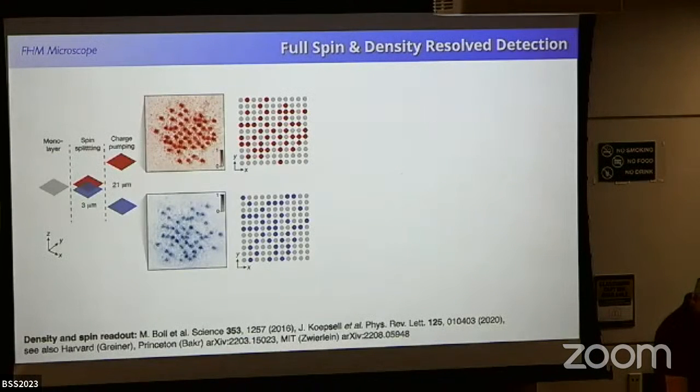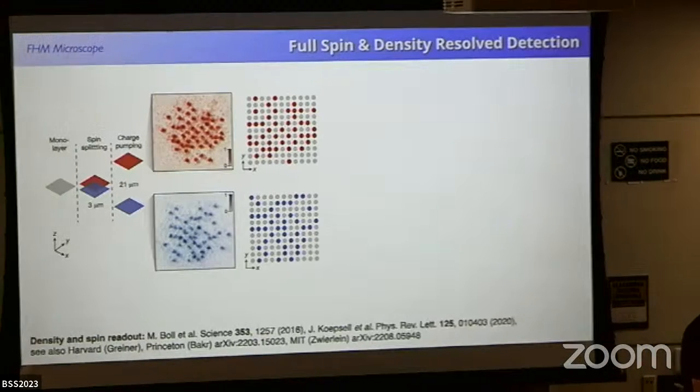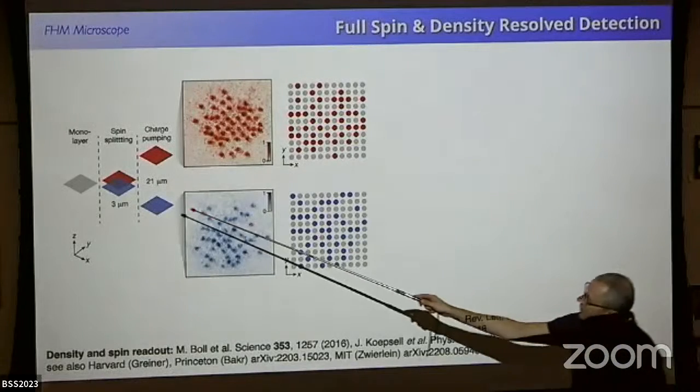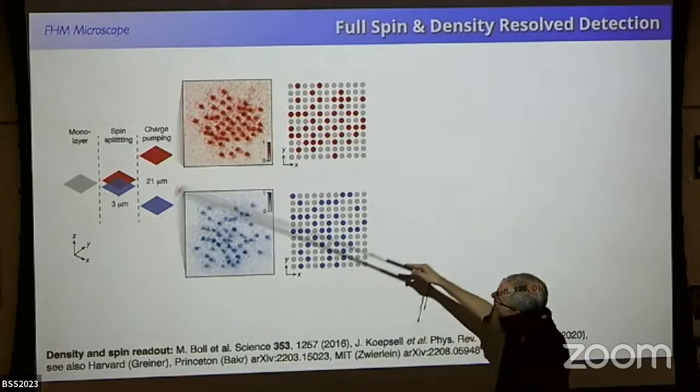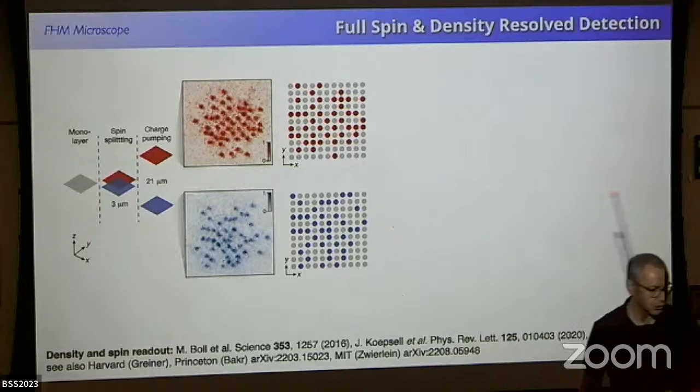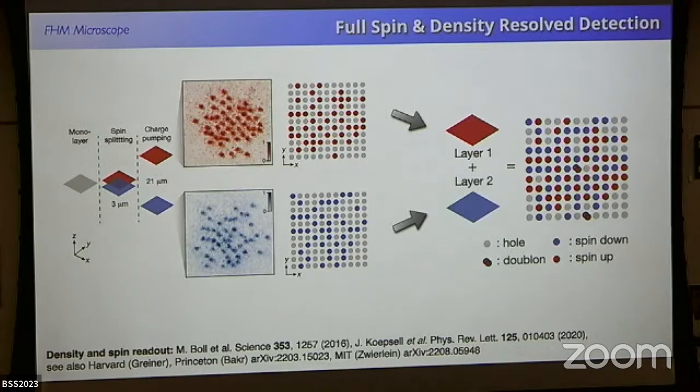Okay, and this works quite nicely. Just some older images showing you that this works. So you have the physical system, you do the Stern-Gerlach, you pump, you image, you reconstruct where the atoms are, and then you put the two together, and then you know what the original occupation on the lattice was. Now you have the full spin and density resolved image. You know where the spin up is, where the spin down is, where the doublon is, where the hole is. So you know the whole occupation of the system.